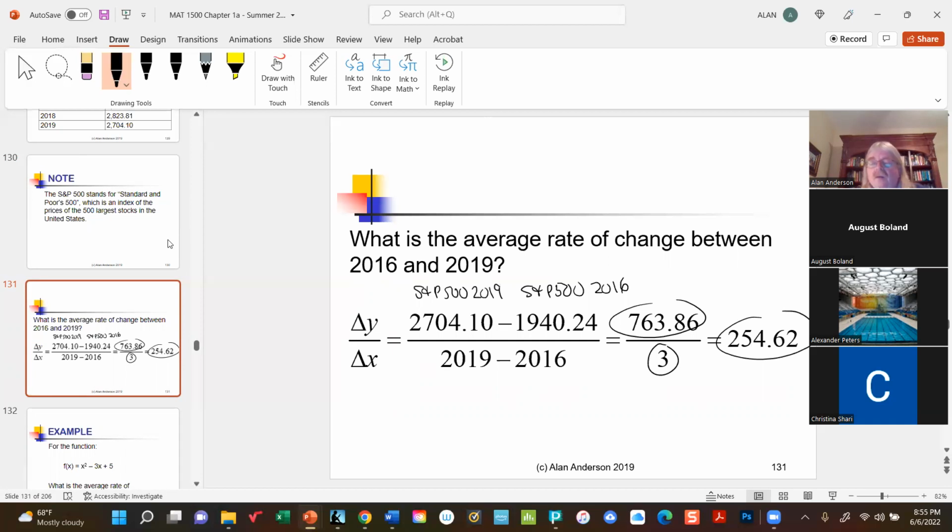Now, if you notice, we don't know what the exact shape of this relationship is. So we're using what amounts to an approximation. We don't know for a fact that this is a linear relationship, but for most purposes, it's probably good enough.